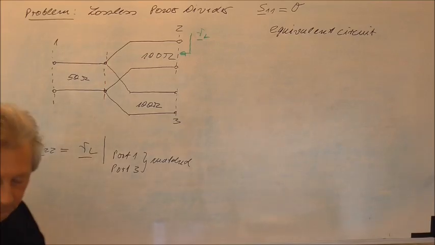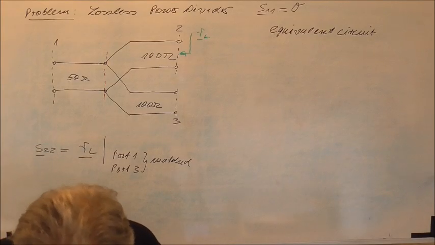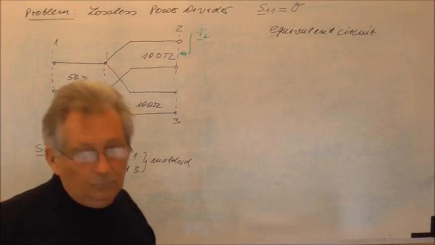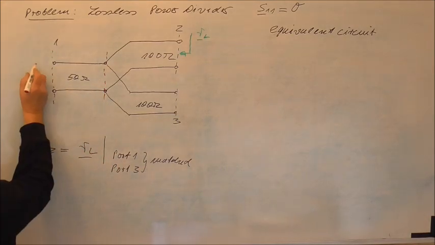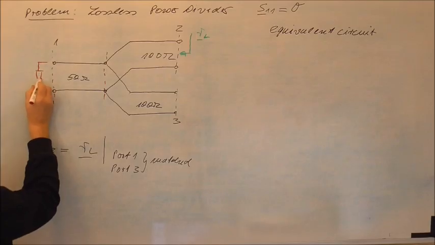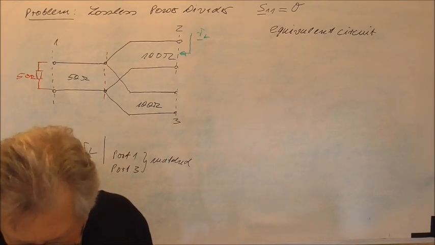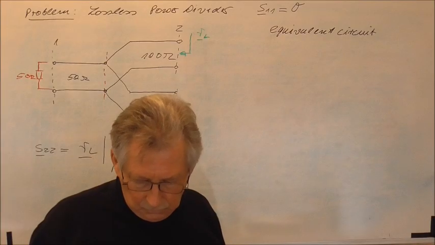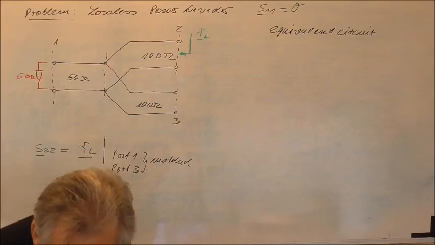And again, what do we have to do to match port 3 and port 1? What do we have to connect to port 1, for example? An idea? 50 ohm. So we must add here a 50 ohm. And what do we have to connect to port 3? Yeah, 100 ohm.